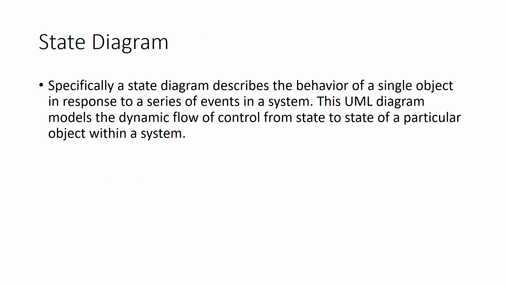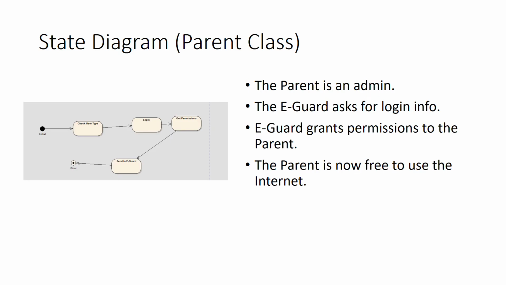State diagram. Specifically, a state diagram describes the behavior of a single object in response to a series of events in a system. The UML diagram models a dynamic flow of control from state to state of a particular object within the system. So, first we have the parent class. The parent class is an admin.